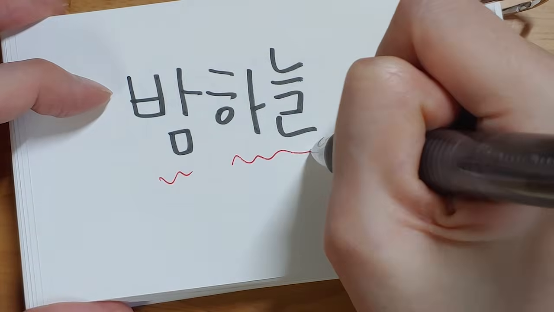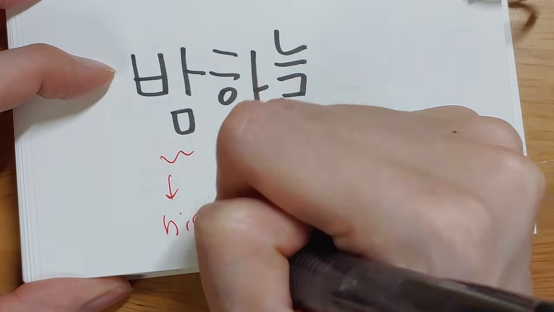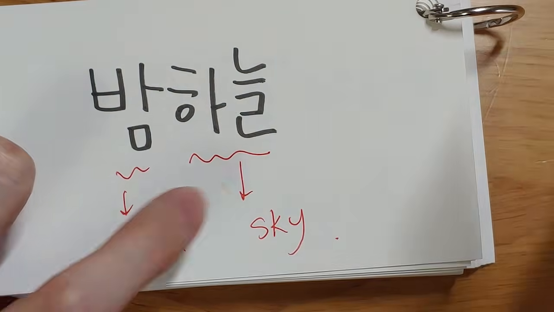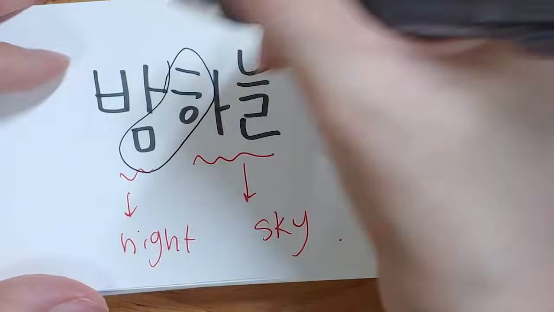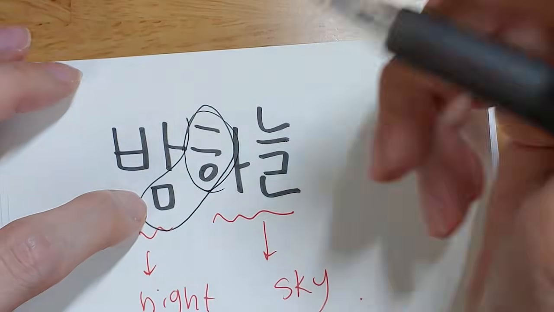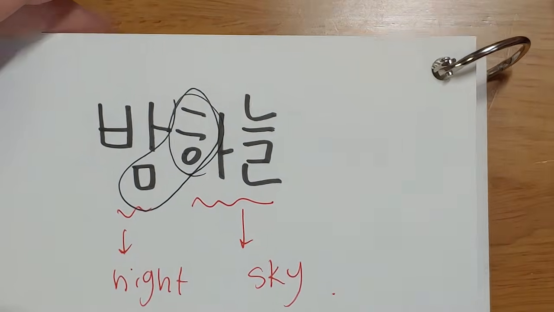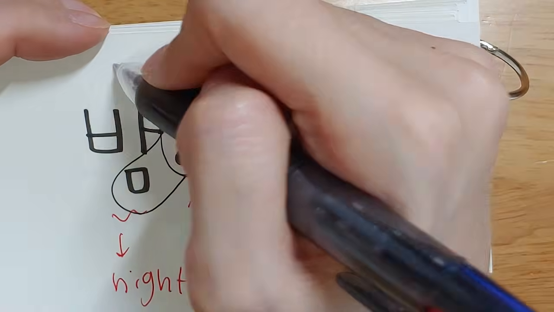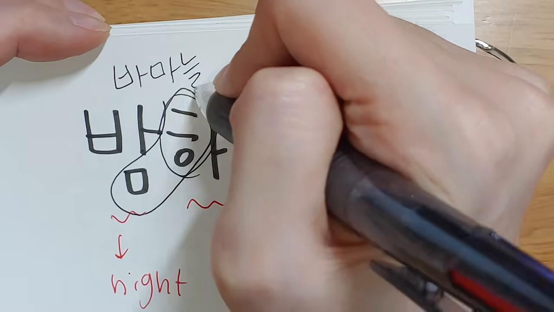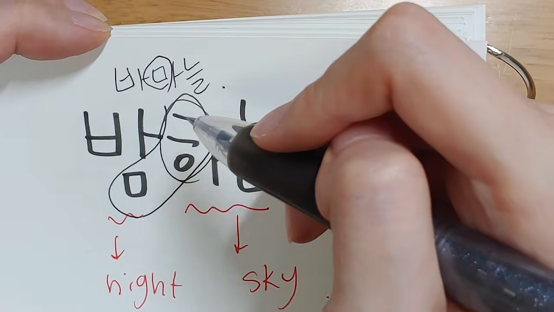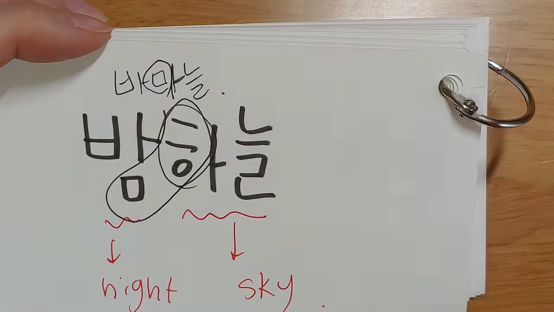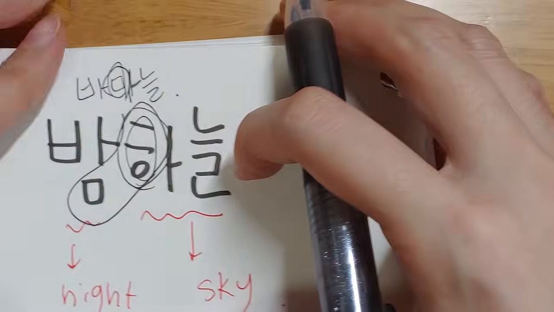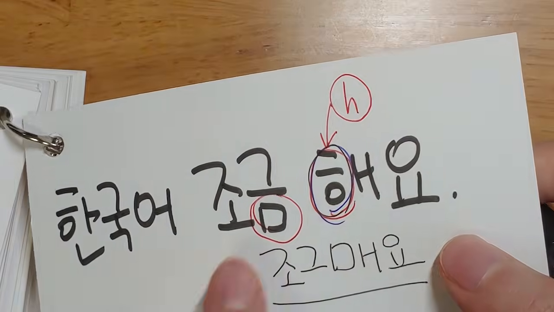밤 and 하늘. 밤 means night. 하늘 means sky. So when you say 밤하늘, you can see that this h sound is not really obvious. It's not the prominent sound. Instead, the m sound gets lighter than a full m sound, because of the h sound. 밤하늘, and 조금해요.